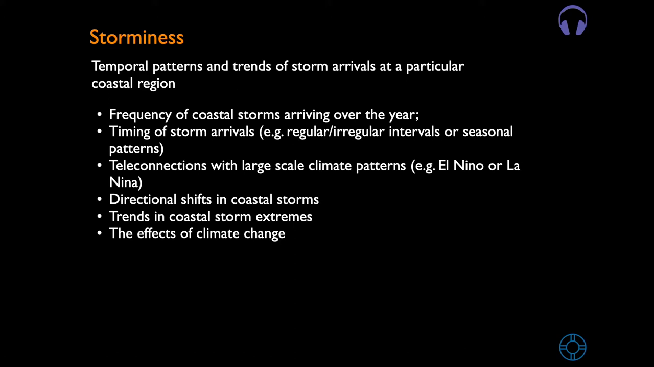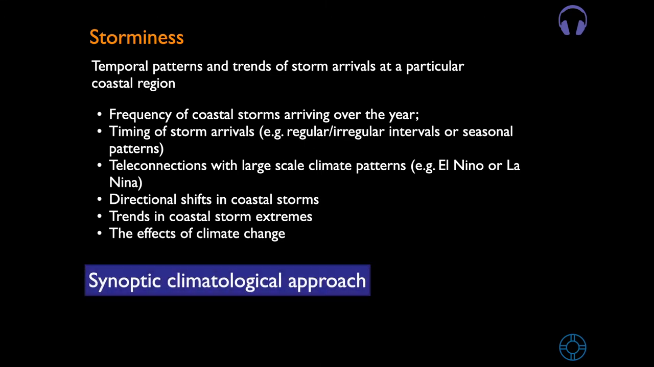The various ways taken to assess the storminess of a coastal region can be summarized into two main approaches. The first one is the synoptic climatological approach, and the second one is a statistical approach. Let's see both of them.